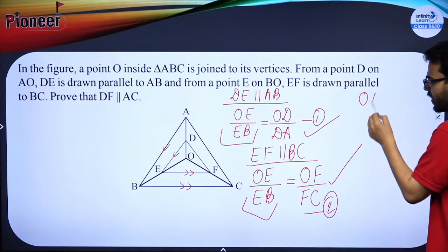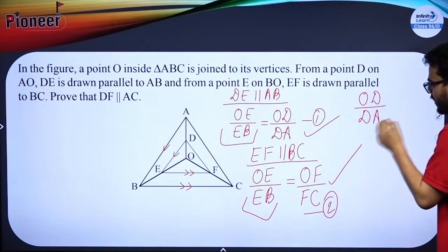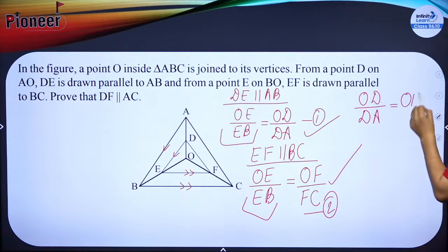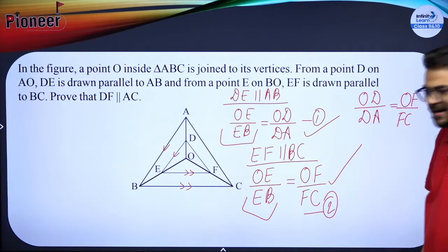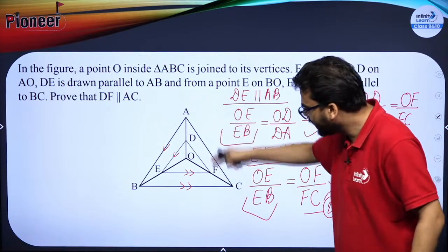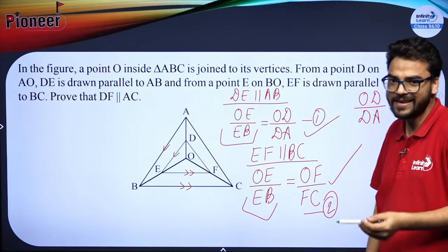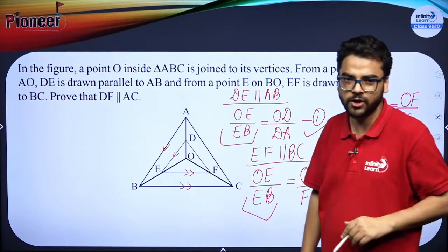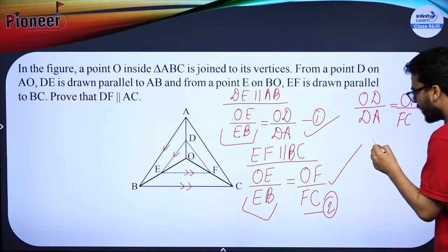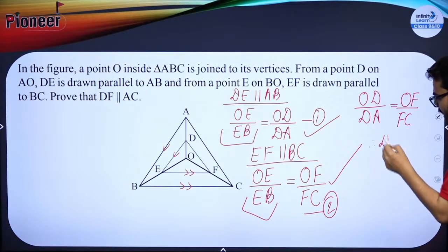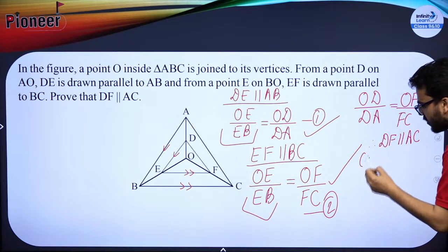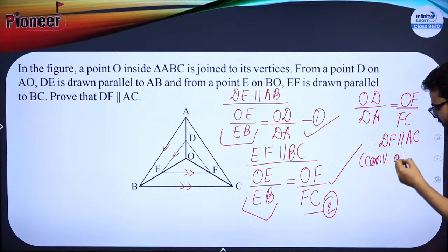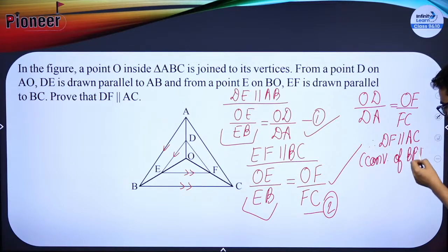So can I say over here that OD by DA is equal to OF by FC, guys? Can I not say easily over here? So basically we have proved OD by DA is equal to OF by FC. If that is the case, can I not say over here that DF will be parallel to AC? And what is the reason? The reason is not the basic proportionality theorem. You have to see that over here. So can I not say over here that DF is parallel to AC using the converse of BPT? This is not BPT over here. This is the converse of the basic proportionality theorem.